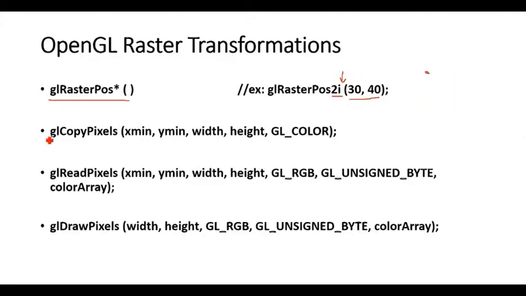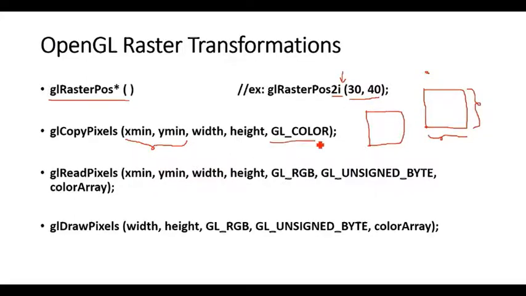Now, GL copy pixel. Copy pixel is a function where this is the initial position of the block that we would like to copy. Let us say I wanted to copy this block somewhere over here. Then I would set my GL raster position to this pixel, and in copy pixel I would give this pixel position as xmin and ymin, and then I would give the width and height of this block, and I would tell that GL color are the values.